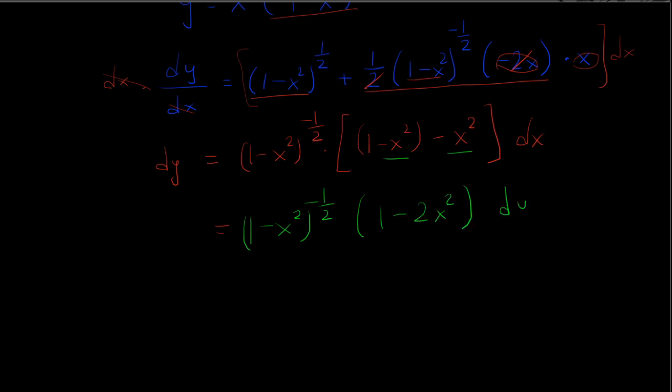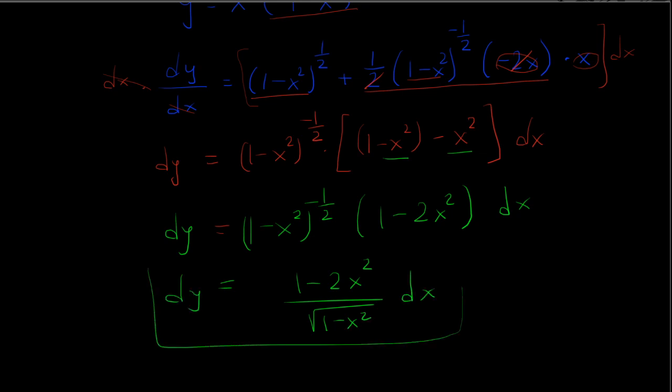And that's going to be my dy. So this whole thing. And if you want, you can bring the 1 minus x squared on the bottom as a square root like this. Okay. And that's dy.